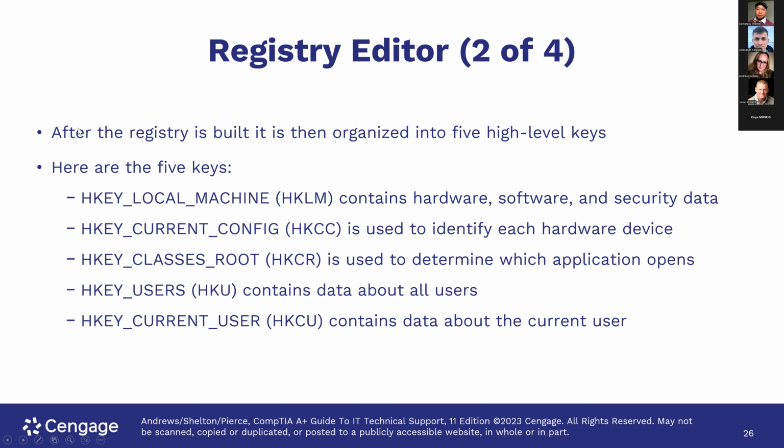After the registry is built, it is then organized into 5 high-level keys. Here are the 5 keys. Between all of them, they cover the kernel, the operating system, and all of that. Let's keep going.